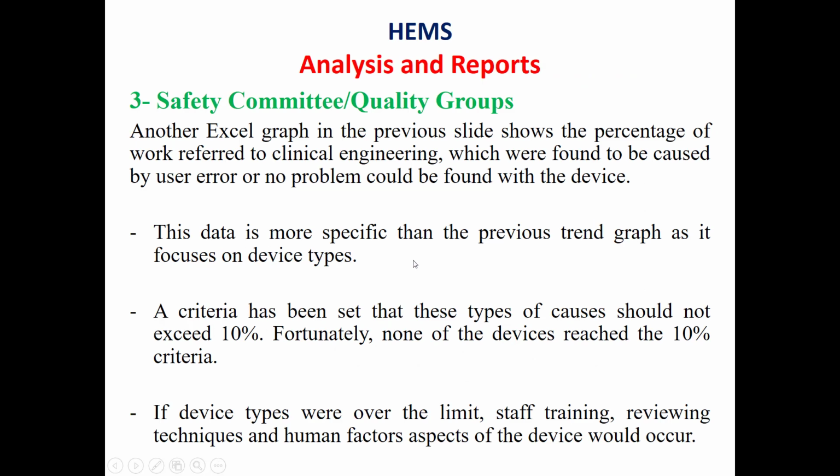This data is more specific than the previous trend graph, which shows the work orders in a 4-month period, because it focuses on device types, such as a fetal monitor, a ventilator, or an ECG machine, and so on. The criteria, as we said, shouldn't exceed 10%, and all the devices have not exceeded this percentage. If the device types were over this limit, then either staff training, reviewing techniques, or human factor aspects of the device should be considered.